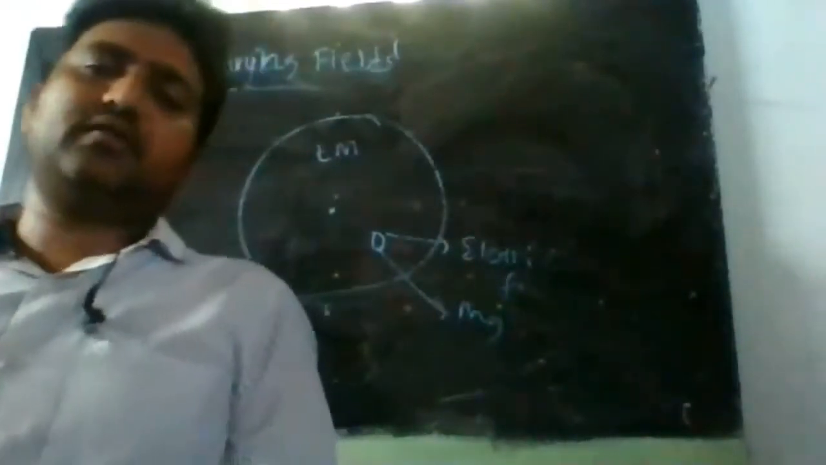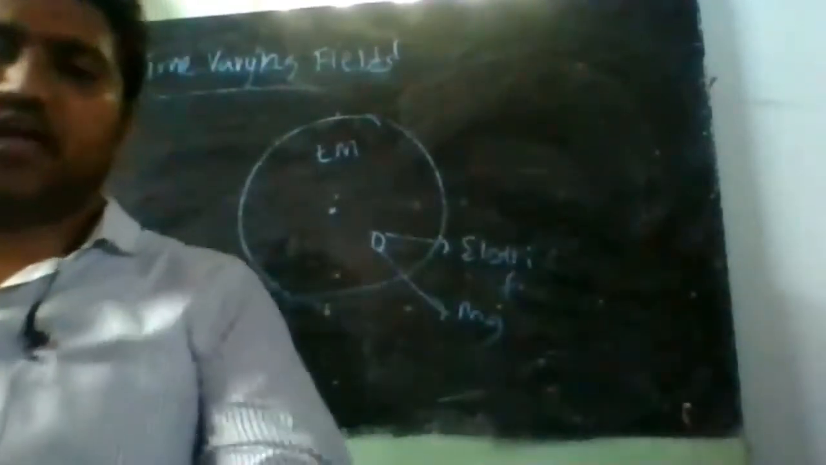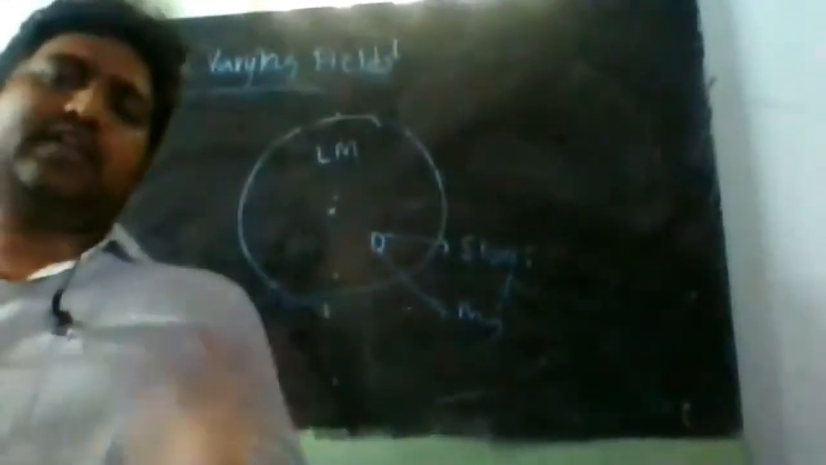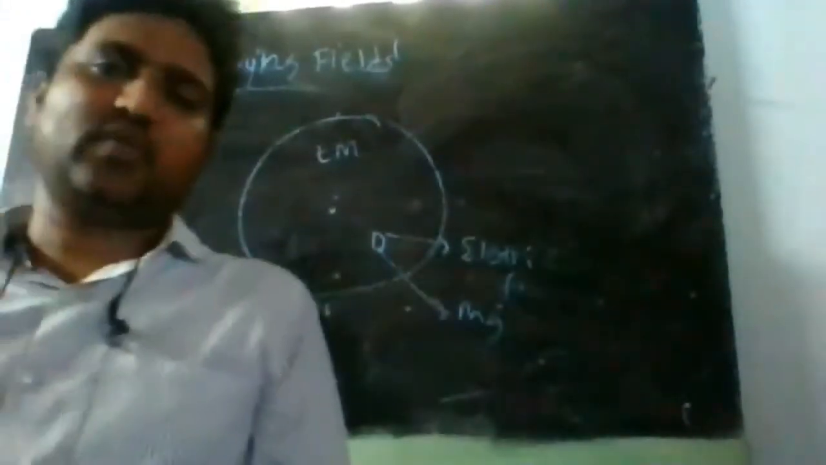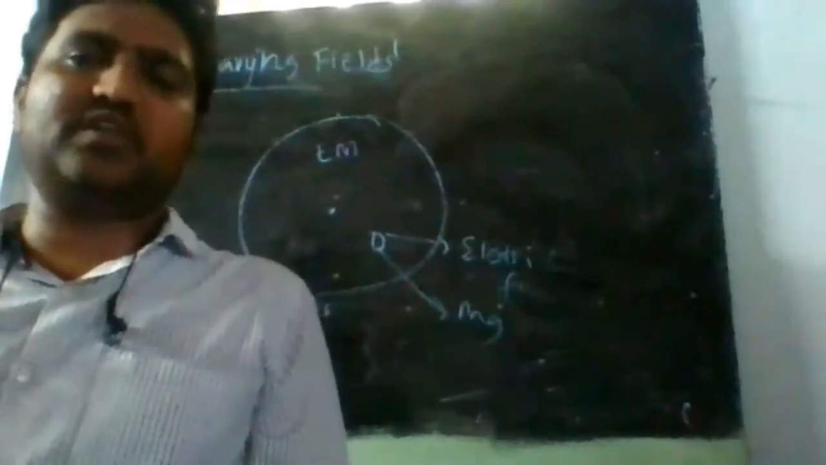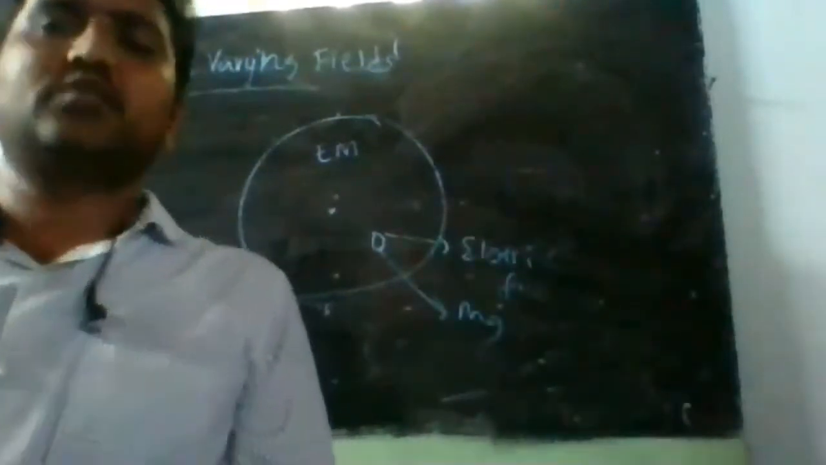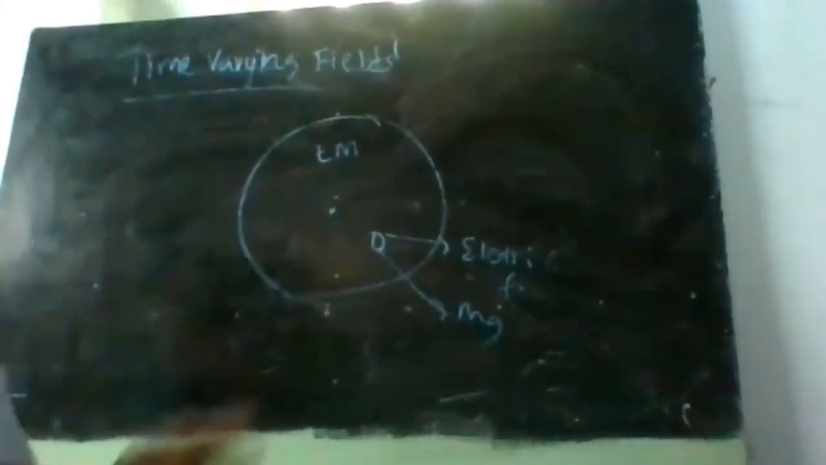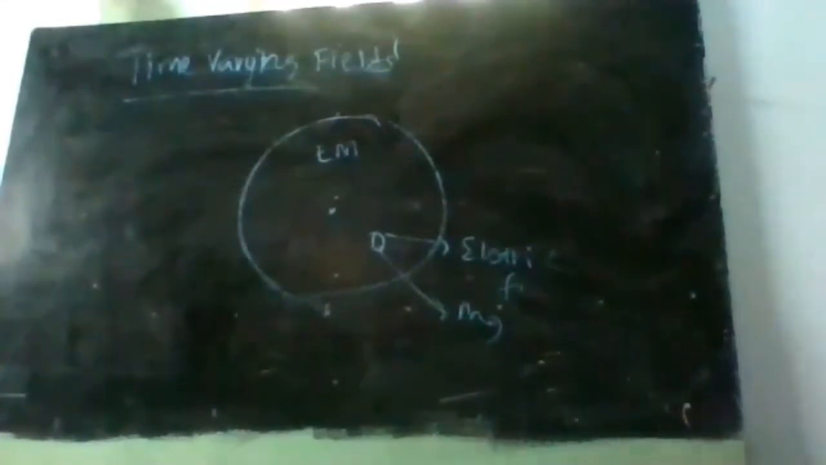So any particle that is present inside this kind of fields will have both electrical nature and magnetic nature. Electrical nature will be present, magnetic nature will be present. So we will get electromagnetic fields whenever we move a charged particle with acceleration. Is this point understood?